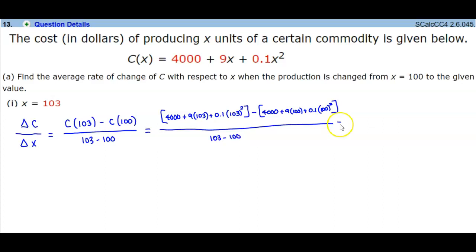So we get the following in the numerator. We get 5,987.9 minus 5,900, divided by 3. And so therefore, we end up getting $29.30 per unit.